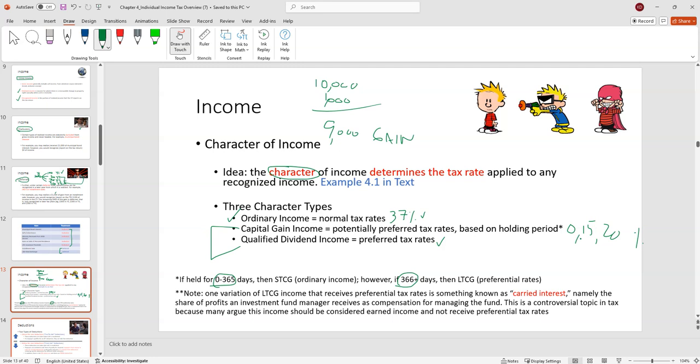And how do they determine 0, 15, or 20? It's a function of how much other income you have, right? If you're a really high income earner, it might be 20%. If you're a low income earner, it might be 0%.